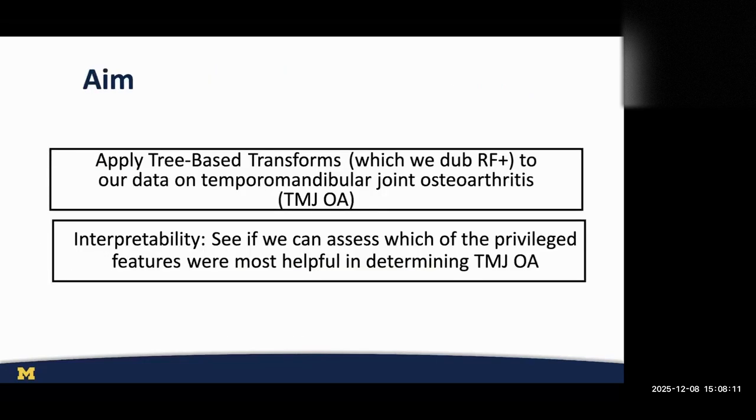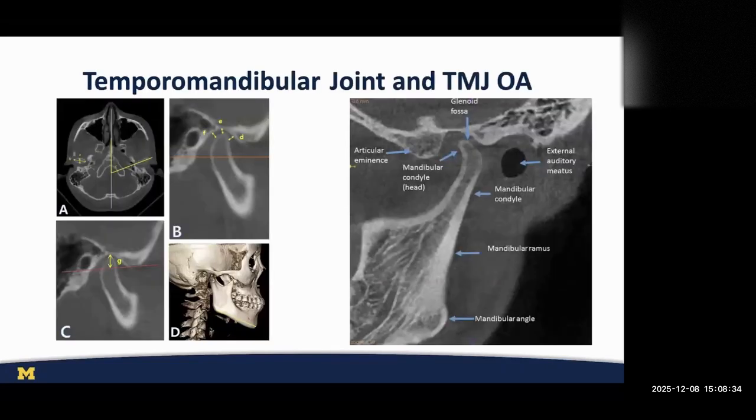So the aim of this study was to apply this random forest plus to our data on temporomandibular joint osteoarthritis, also known as TMJ-OA. And we wanted to add some interpretability. We wanted to see if we can assess which of the privileged features were most helpful in determining TMJ-OA.